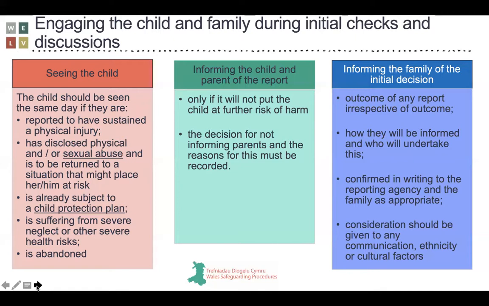Social services must also then inform the family of any initial decision that they then make. This includes informing the family about the outcome of any report, irrespective of the outcome, informing them about how they will be informed and who will undertake this, confirming in writing, not only to the family, but also the reporting agency. And they will also, in doing so, need to make sure consideration is given to any communication, ethnicity, or cultural factors that need to be taken into account.